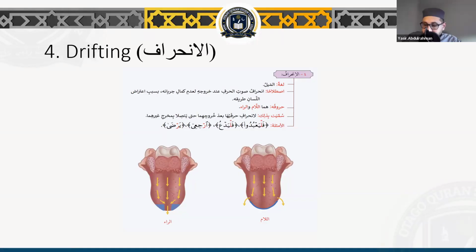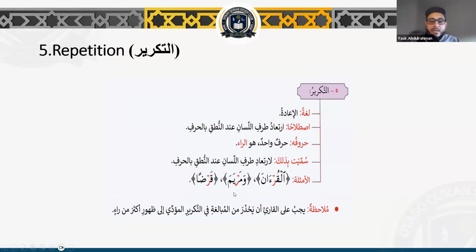So the drifting of the sound of the lam occurs on both sides of the tip of the tongue as a result of the tip obstruction of the path of the lam. And on the ra side, its sound drifts from the sides of the tip of the tongue towards its middle. That's the characteristic of the inhiraf. It's a very simple one. Go to the next one, at-takrir.